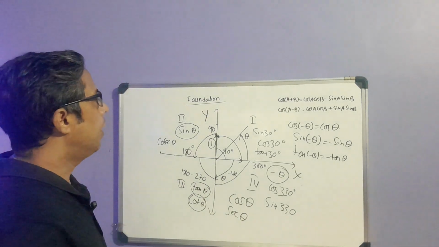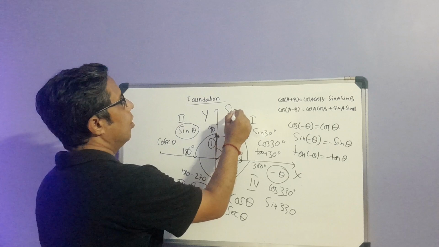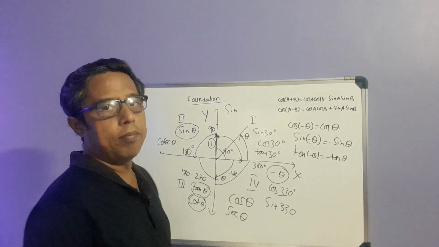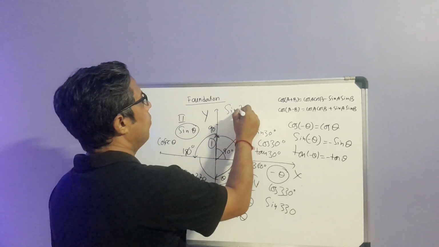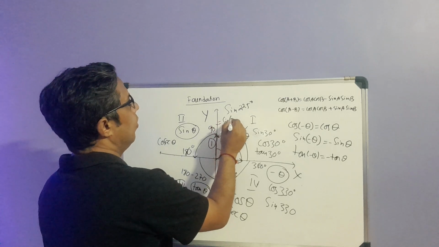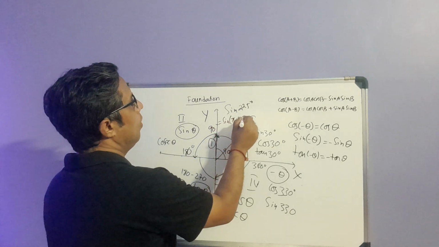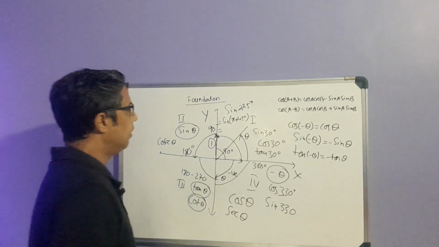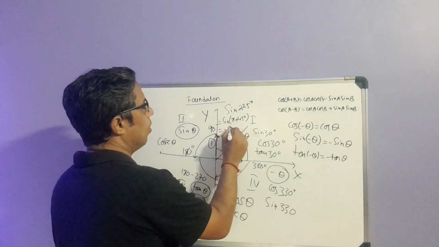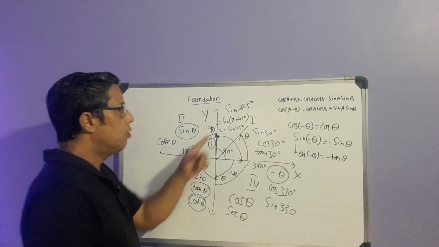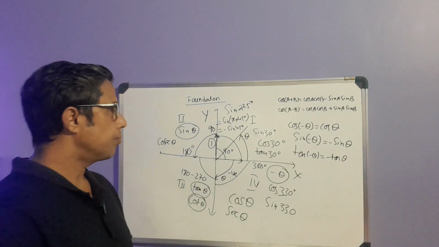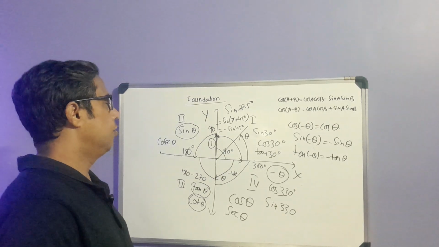So if you want to get the value of sine, let's say sine of 225 degree, sine of 225 means sine of pi plus 45 degree. Sine of pi plus theta means it will be in the third quadrant, so it will be minus. It will be minus sine of 45 degree. So this will be the negative value. Clear? Okay. Now I'll go to the other part.